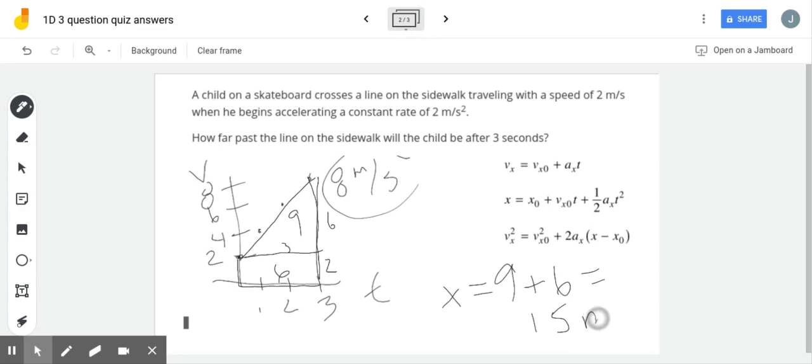The only thing we need to do is double check that we didn't have an initial starting value, because this just tells us change in position. And so if we had maybe started with an initial position of like 10, then we would be going 15 past 10, which would give us 25. But it says crosses a line on the sidewalk. How far past the line on the sidewalk will they be? So we started at the line and we're 15 meters past that.